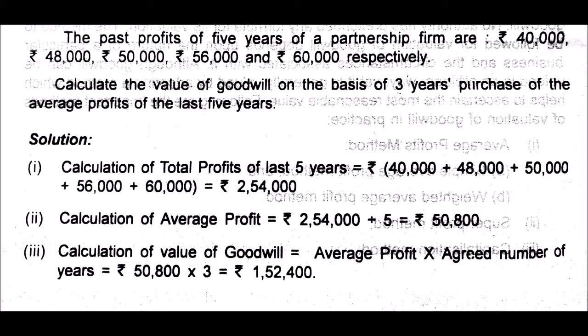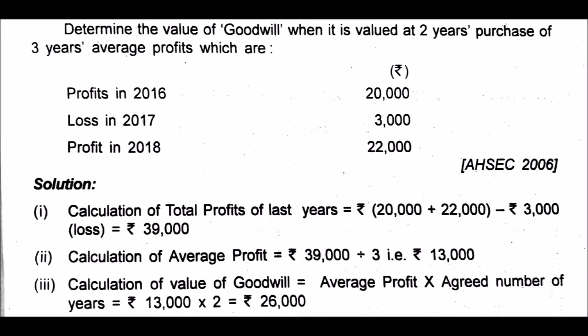And then the value of goodwill, it says, is 3 years purchase of the average profit. So average profit into 3, because it is 3 years purchase, as mentioned in the question. So the value of goodwill comes up to be 1,52,400. So this is a very simple numerical of goodwill. Okay, now let's move forward to another question.